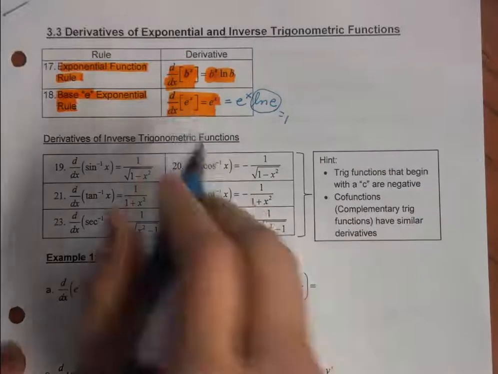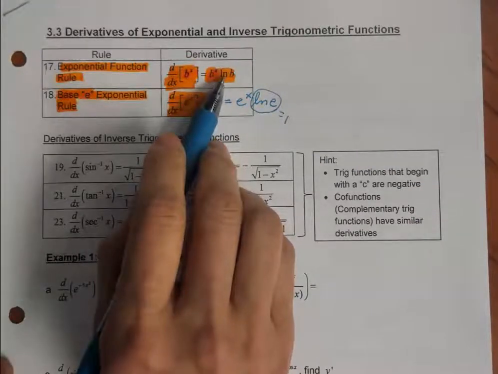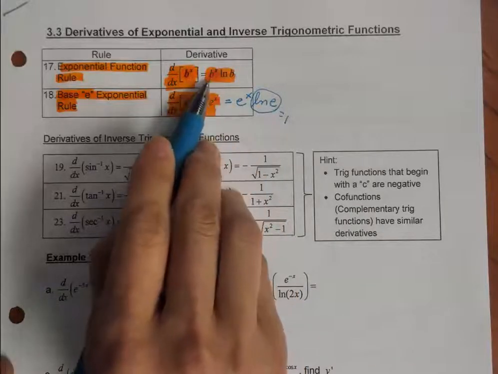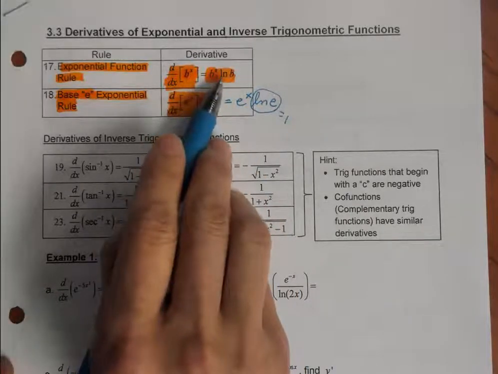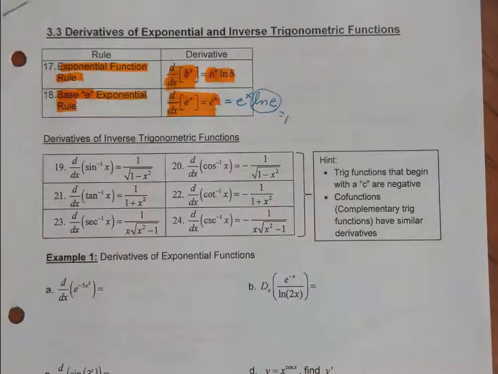This is the very special case. No other base, when you take the natural log of it, will give you 1 except for e. All other bases like 2 or 10 or 5 will become ln of whatever that base is. Okay, so let's apply those 2 first, and then we'll go over the other derivatives.